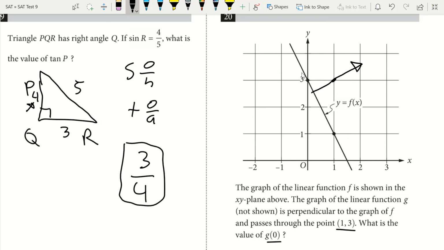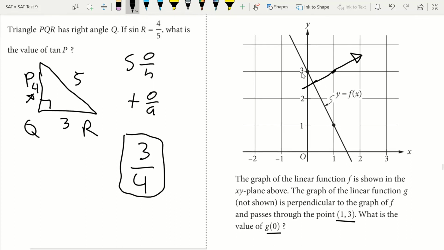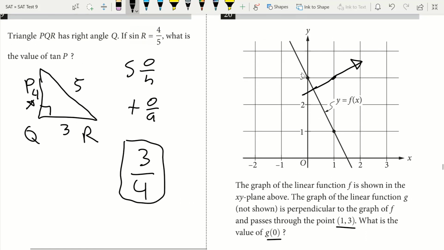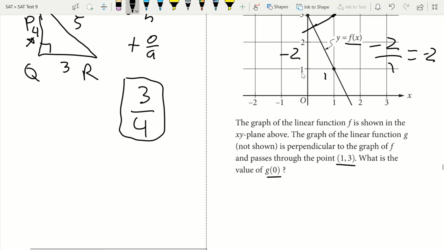All right, so if we're perpendicular, then we know that our slope is the opposite reciprocal. So we see our slope of f of x, it's -2 over 1. Right, so we have a rise of -2 and a run of 1, which means our slope is -2, which means that the slope of a perpendicular line then has to be positive 1/2, right, because it's the opposite reciprocal.